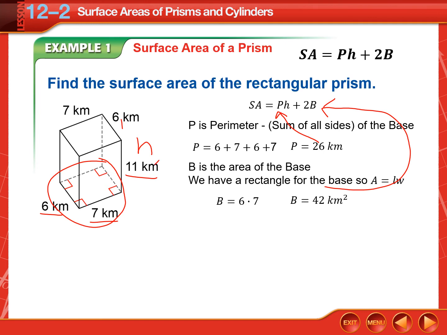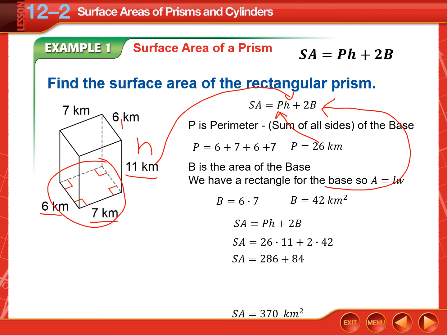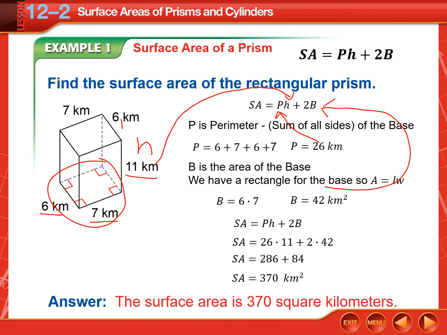I have all the numbers that I need now to actually do my math. I'm going to write the formula out and plug in all my numbers. There goes the 26 for the perimeter, 11 for the height, the 2 is already there, and B is 42. I'm going to multiply them individually: 26 times 11, 2 times 42, and then add, and I get my answer.